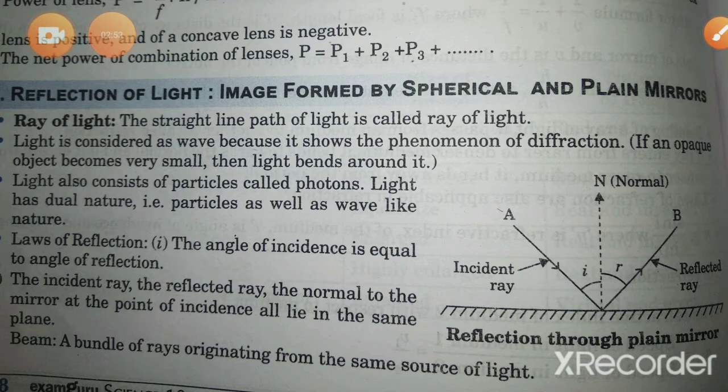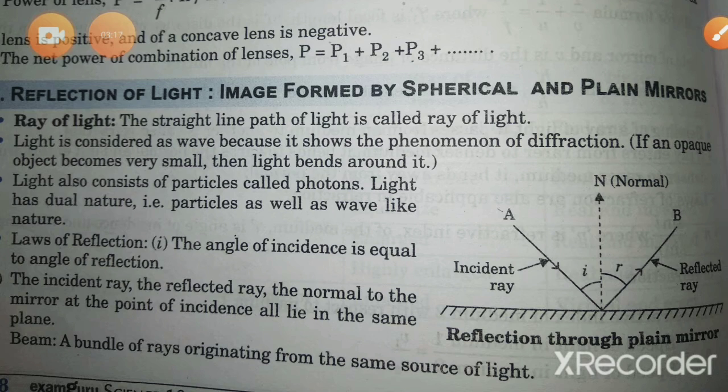Laws of reflection you have already studied in lower classes. In class 8 you have already studied about the laws of reflection. There are two laws of reflection. Number one, the angle of incidence is always equal to the angle of reflection. These laws of reflection are applicable in all reflective media, for example, both on plane mirrors as well as on spherical mirrors.